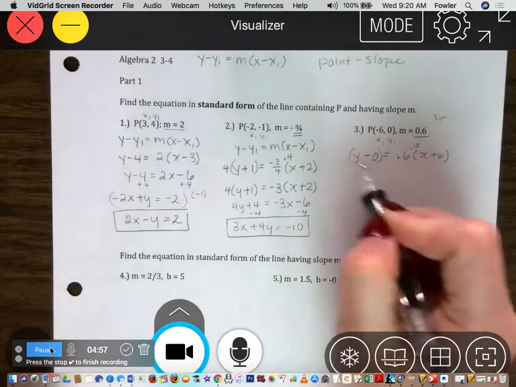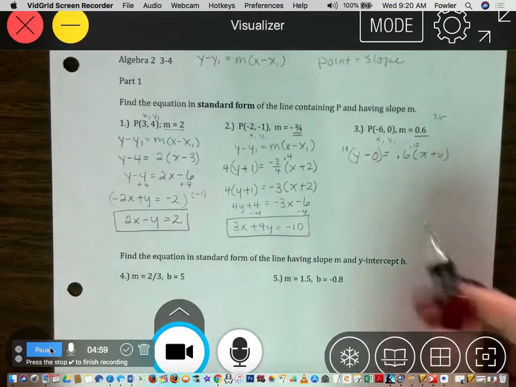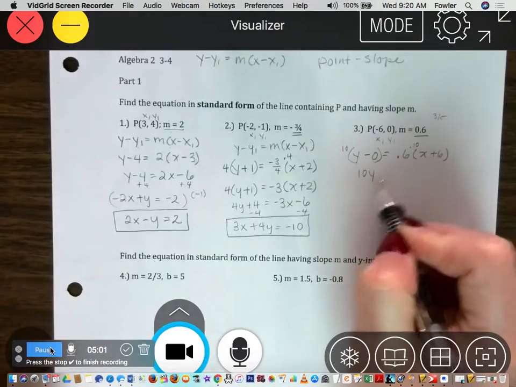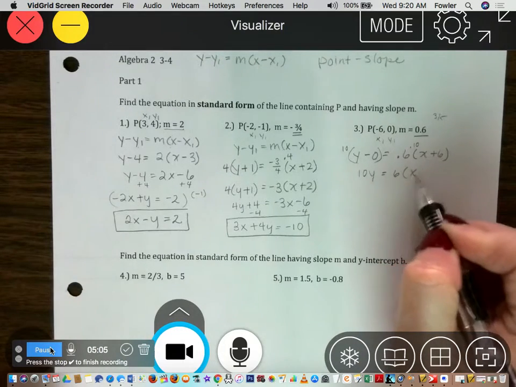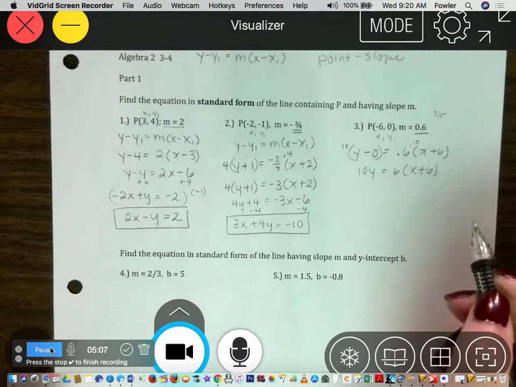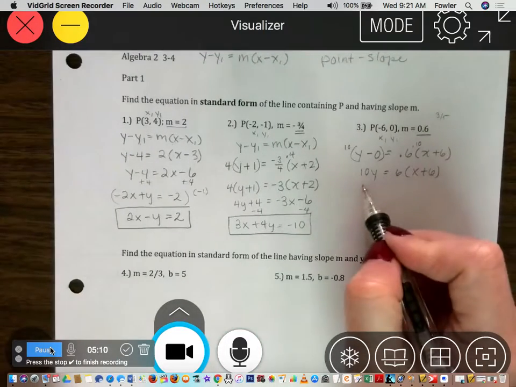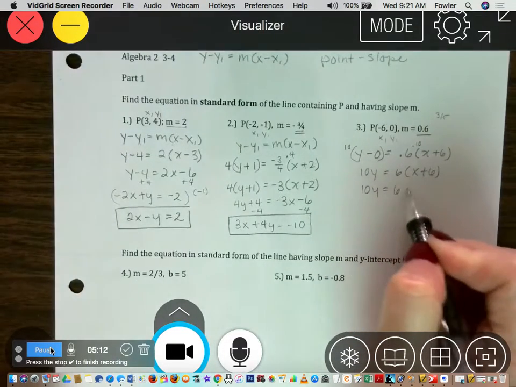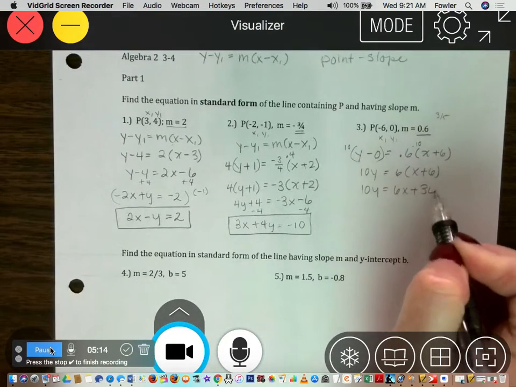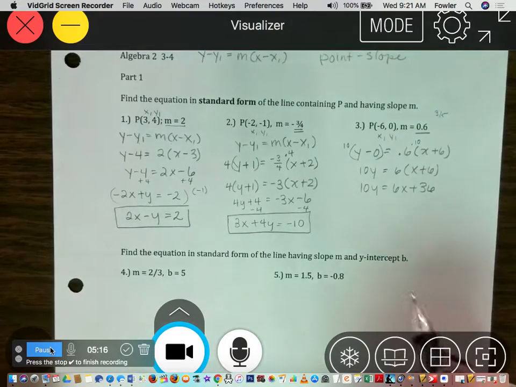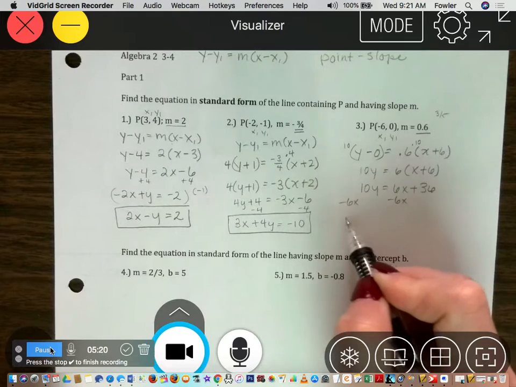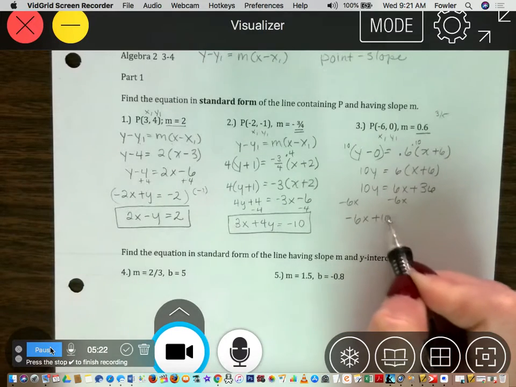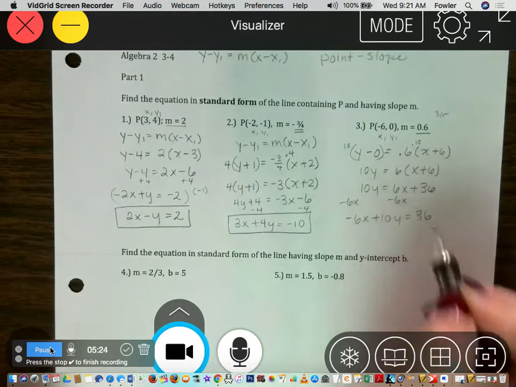If you want to get rid of the decimal, multiply by 10, and I'd have a 10y is equal to 6 times x plus 6. So 10y is equal to 6x plus 36. If I subtract the 6x, I'd have a negative 6x plus 10y is equal to 36.